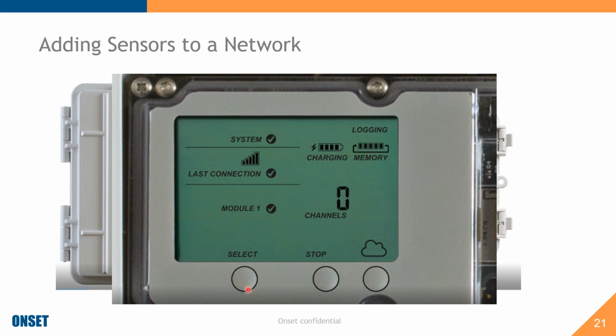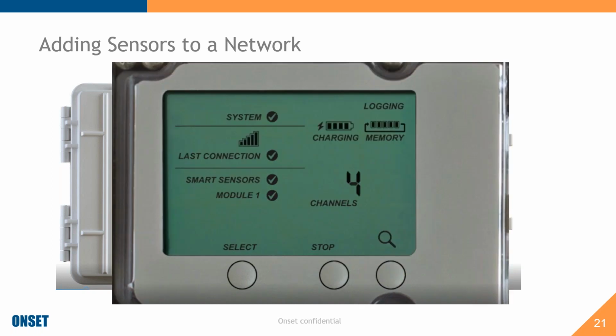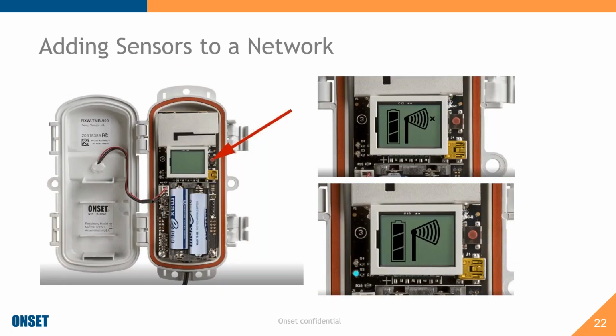If you're doing a wireless sensor, you would click on select until you see this module 1 pop up, or whatever module you have the wireless manager plugged into, and then you would click the cloud button. That would put you in search mode, as noted by the magnifying glass. Once there, that means that the station is looking for any wireless sensors trying to join the network.